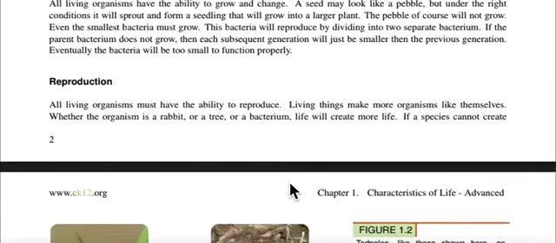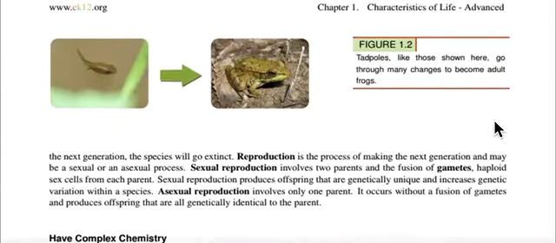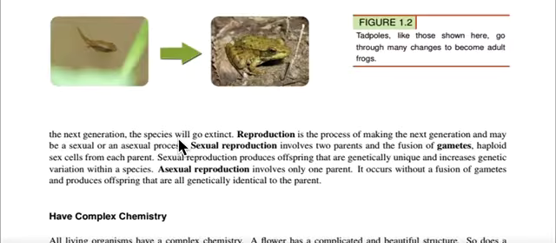Reproduction. All living organisms must have the ability to reproduce. Living things make more organisms like themselves. Whether the organism is a rabbit or a tree or a bacterium, life will create more life. If a species cannot reproduce, the next generation of the species will go extinct.